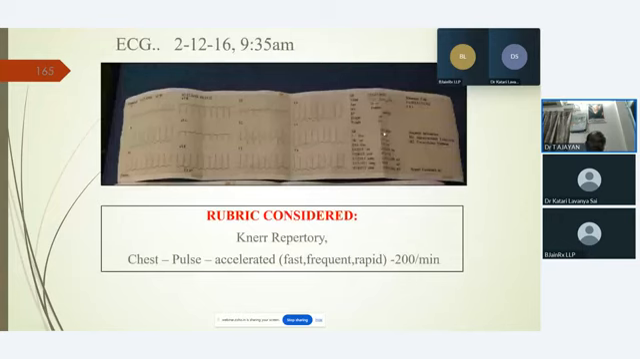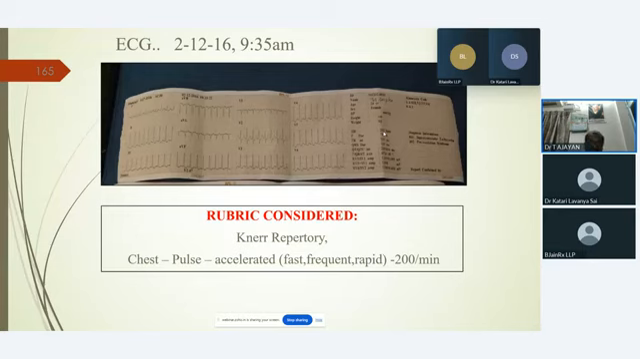To my surprise, I worked it out. I just looked at a particular page. Pulse-wise, the number of medicines are mentioned there, under the chapter chest, pulse. Pulse is almost equal to the heart rate. Therefore, accelerated, fast, frequent, more than 200.